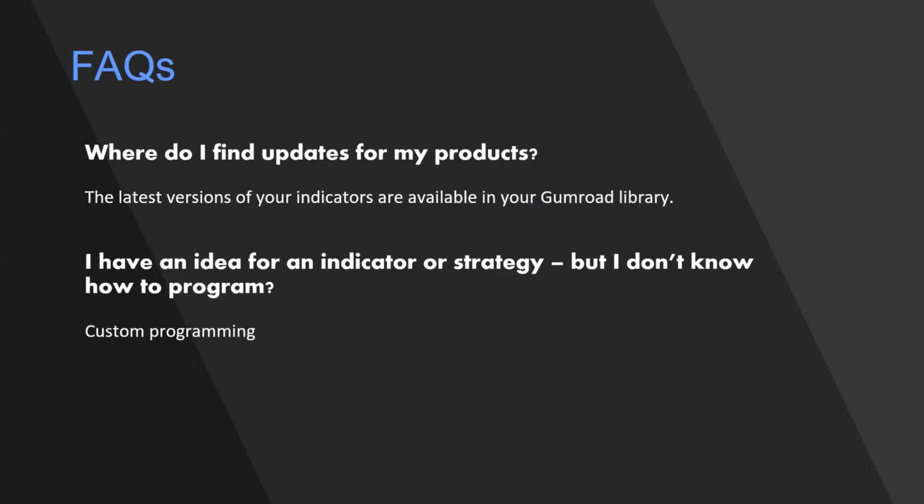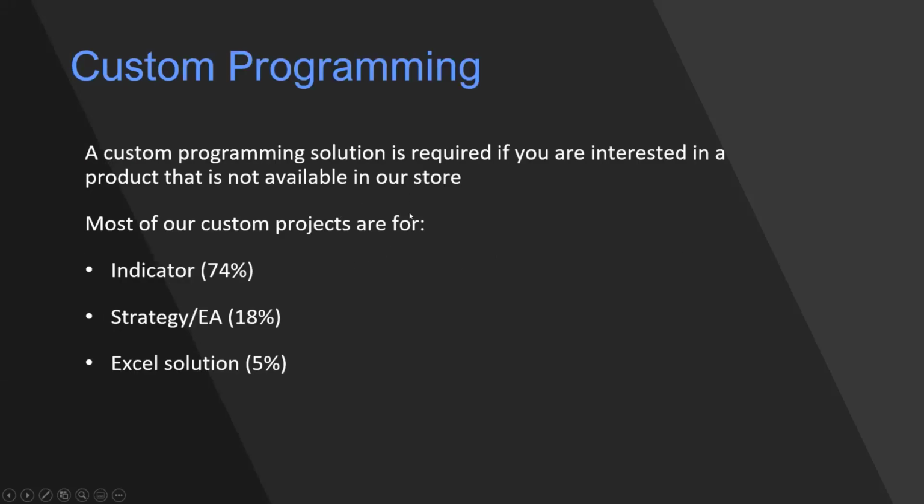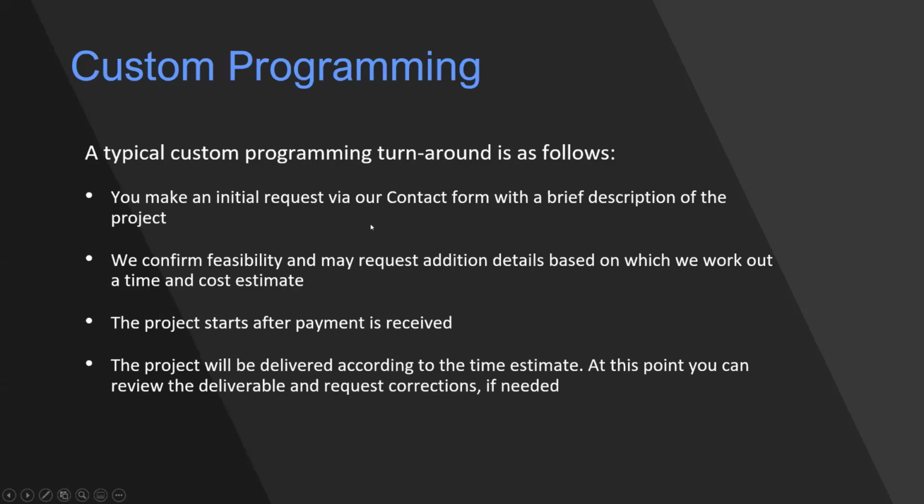All right. Another question that comes up quite often is: I have an idea for an indicator or strategy, but I don't know how to program, and this indicator is not available in your store. So what's the answer to this? Well, it's called custom programming. We can build your indicator or your strategy for you. The process is quite simple, and I've typed it up here on the next slide. Typically you will contact us, either by sending an email, if you already have my email address, you can contact me directly. If not, simply use the contact form on our webpage, tradingindicators.com, and briefly describe what you have in mind.